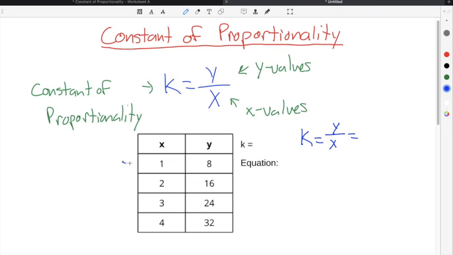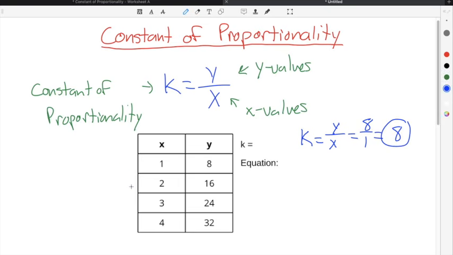If we look at our first row in this example table, we see that the first value of y is 8, so we put 8 in for the y value, and the first value of x is 1, so we put 1 in for the x value. Then when you simplify, you divide 8 by 1, and you get 8.